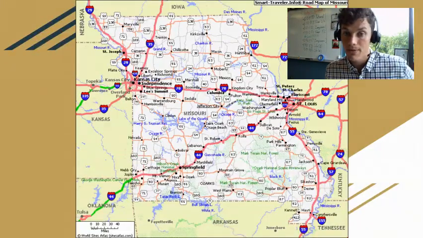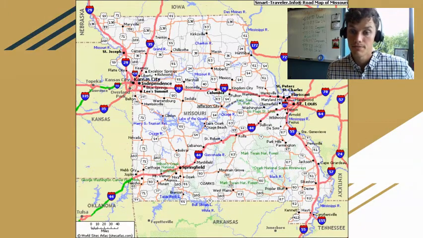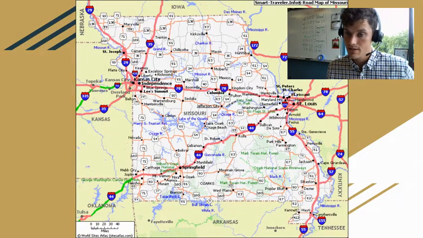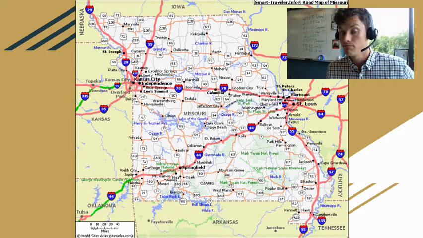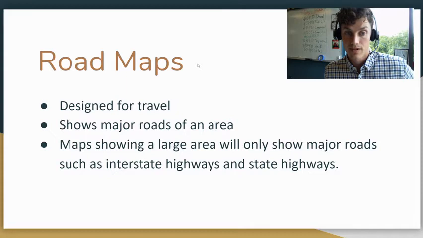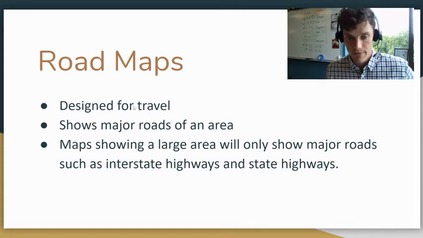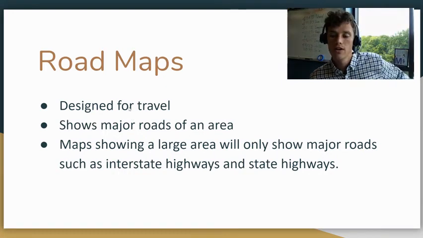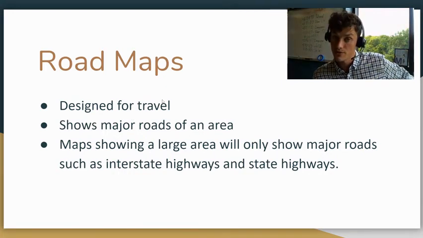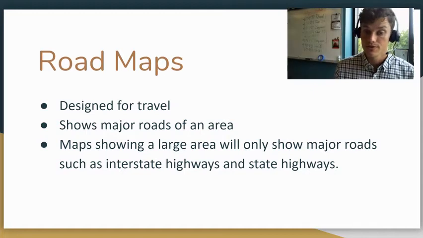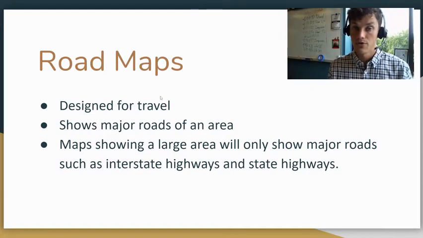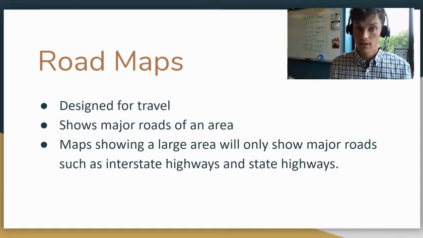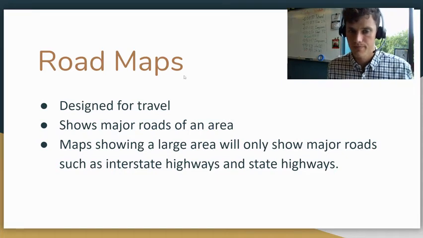Here's another road map of Missouri. Again, notice it's the same thing. All the big roads are coming out of St. Louis and are coming out of Kansas City. Road maps are designed for travel, just major roads of an area. And maps showing a large area will only show major roads. So you won't get the smaller roads if you look at a map of the United States. You'll only get the big roads.